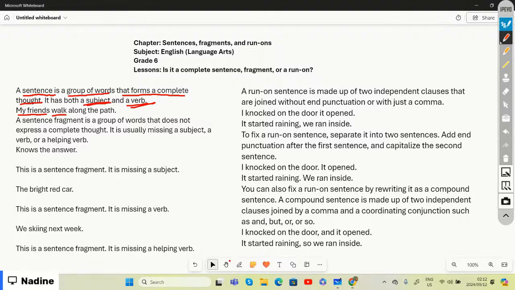And when it comes to a sentence, remember, like I say, you need to have a subject and you need to have a verb. You need to show who or what is doing something within the sentence, and you need to show the action that the person or thing is doing.